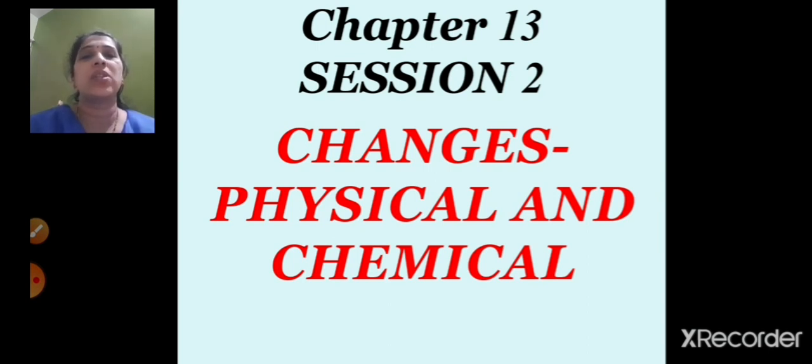So children, before starting today's session, let's revise what we had learnt in the last session. We had seen what changes are. Changes mean there may be alteration in the shape, size, state, etc. There are a lot of changes around us, and we saw around 11 types of changes in this chapter.